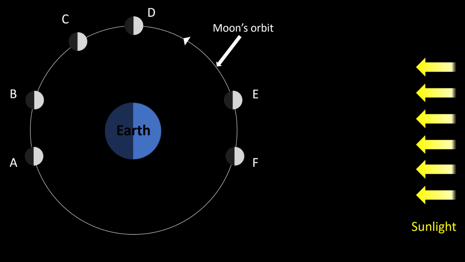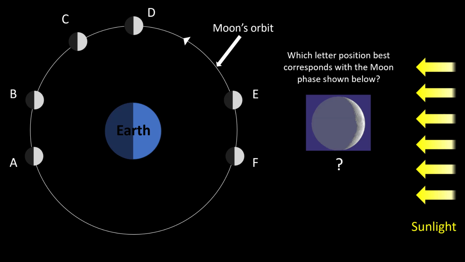All right, let's try a quiz here. Here is a picture of a moon phase. Which of the lettered positions best corresponds with the moon phase shown? I'll give you a moment. You may even hit pause here to go through the exercise of drawing in your sight lines and trying to visualize what position that phase would appear in.